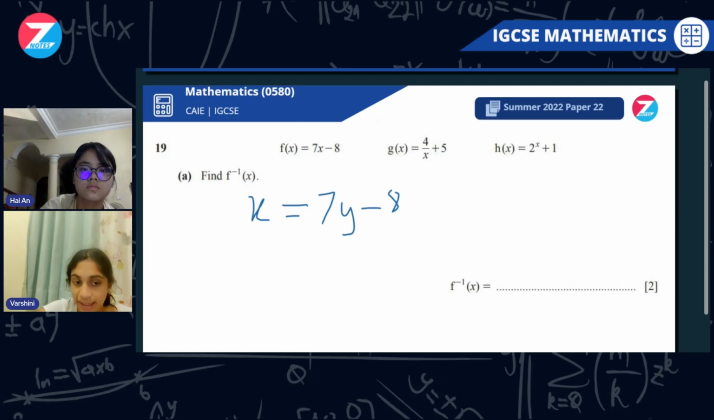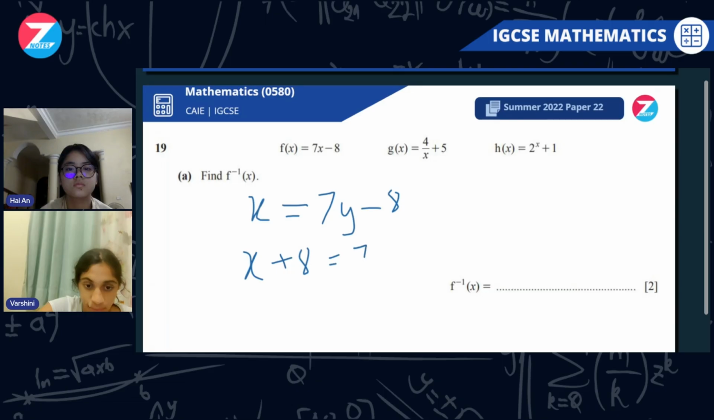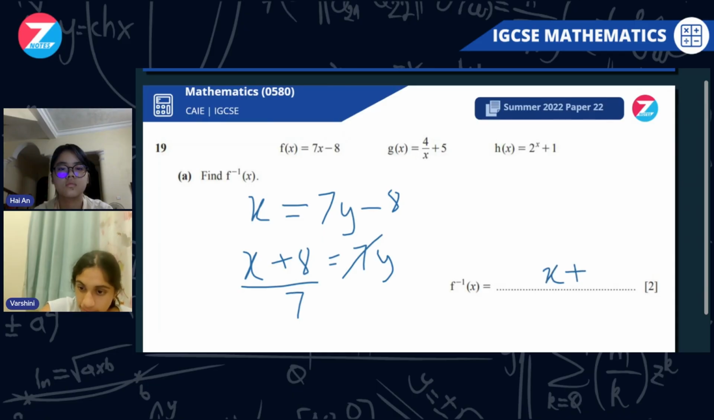So first we're going to add 8 on both sides. x plus 8 equals 7y. And lastly, to isolate y, we have to divide both sides by 7. And now we have f inverse of x, which is just (x plus 8) divided by 7.